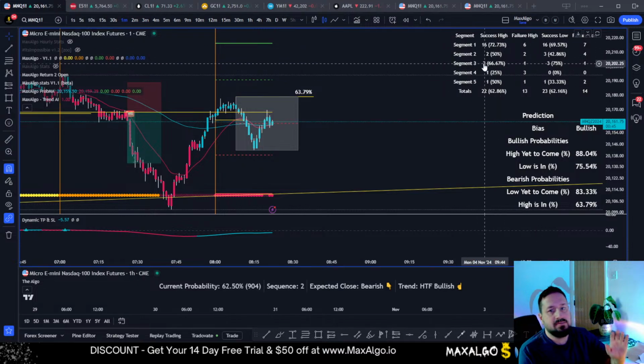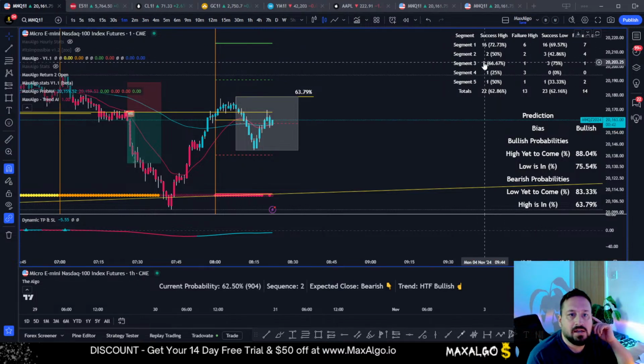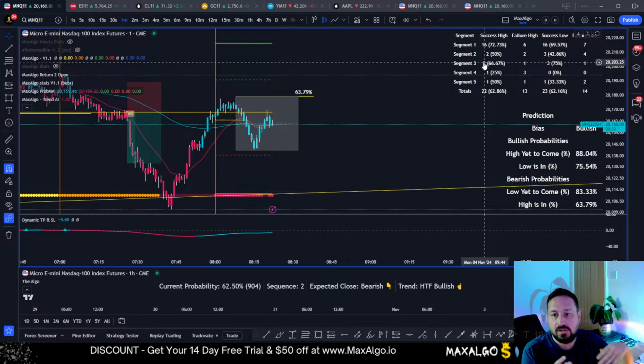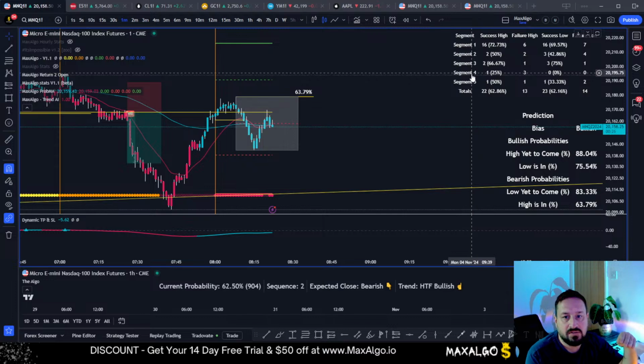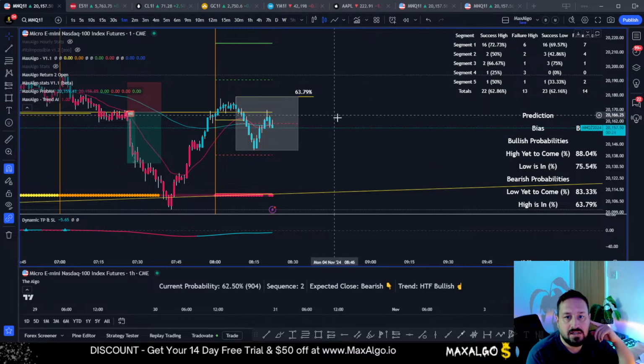Very simply put, this new indicator, which is the return to open, is basically just tracking, in an hour or any time frame that you select, after we take the previous period's high or low, so if it's an hour, the previous hour's high or low, or if it's a 3 hour, the previous 3 hours' high or low, what's the probability of returning back to the open of that hour, right?